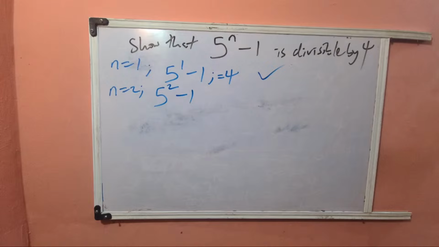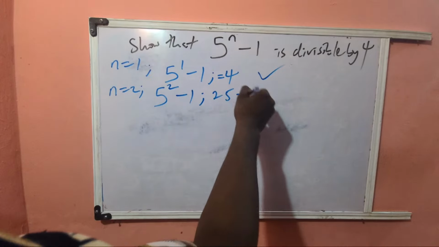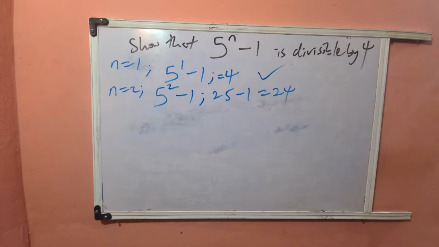So 5 raised to power 2 minus 1. What do we have here? We have 25 minus 1. That will be 24. Okay, so the next question to ask yourself is, is 24 divisible by 4? Yes, it is. So it works. Our base steps are working.